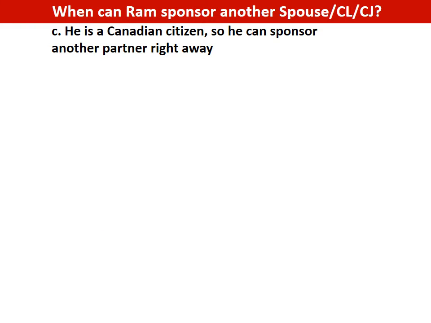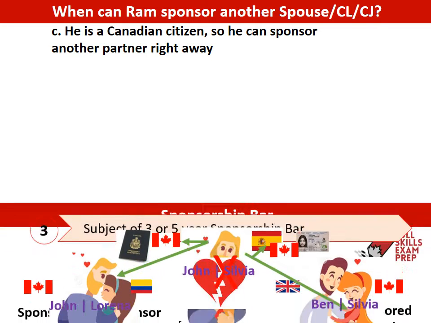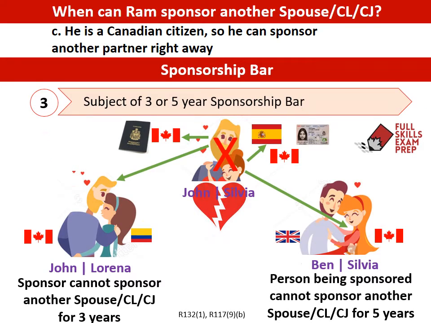Okay, so we have C over here. And now we have C says he is a Canadian citizen, so he can sponsor another partner right away. Remember, well, being a Canadian citizen and a permanent resident in this case doesn't really make a difference. We saw the 3 or 5 year sponsorship bar. Now that, of course, relates to citizens, Canadian citizens, and permanent residents in the exact same way.